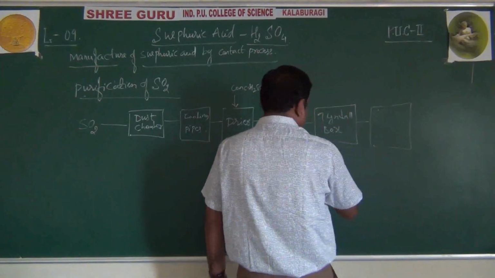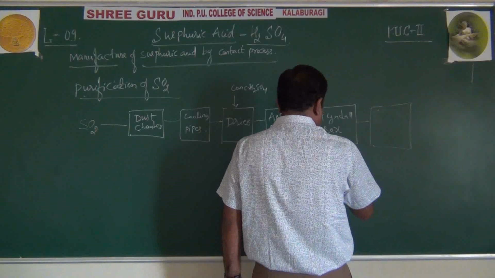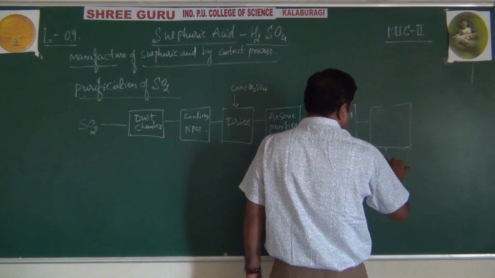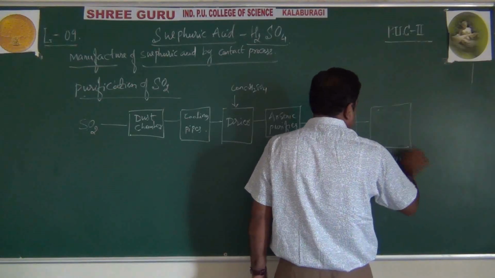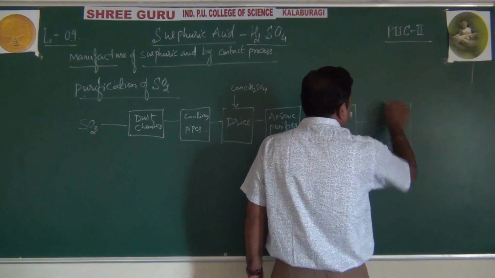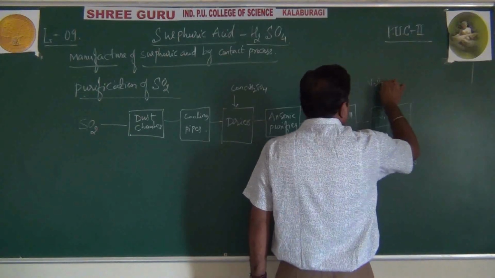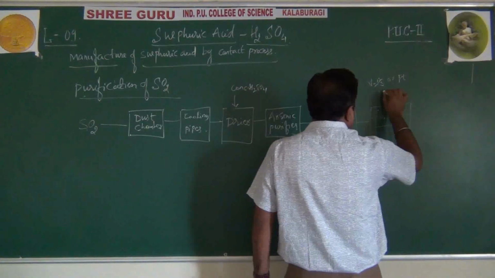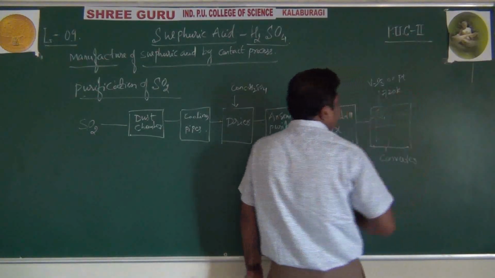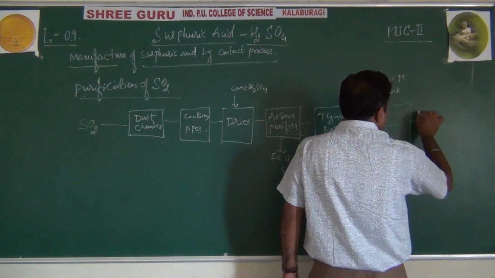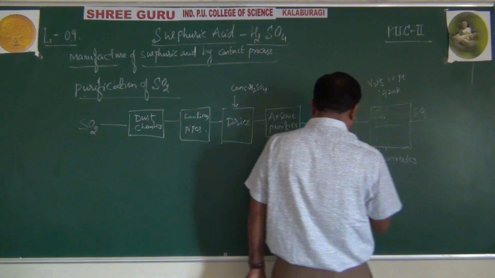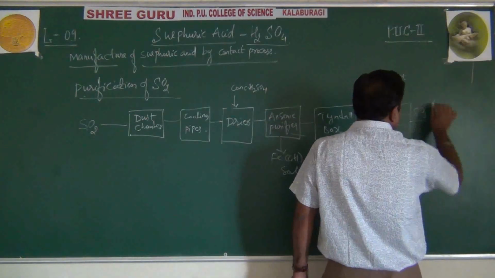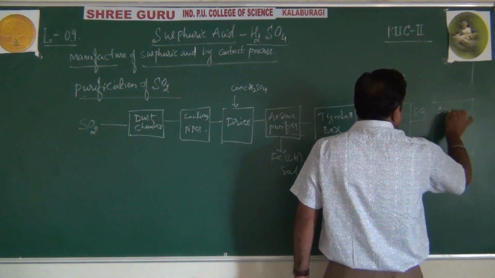So once it is purified, now this sulfur dioxide is oxidized with oxygen. That is where, in a catalytic converter packed with vanadium pentoxide or platinum as a catalyst, heating to about 720 Kelvin temperature, you will get SO3. This sulfur trioxide is then absorbed in an absorption tower.